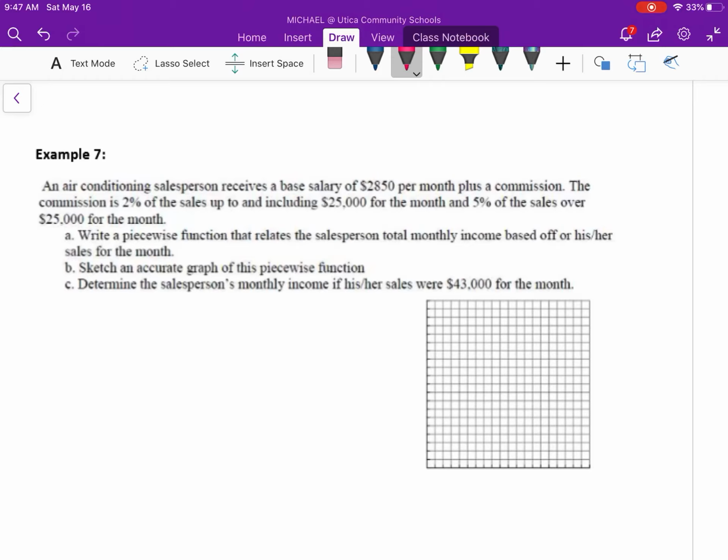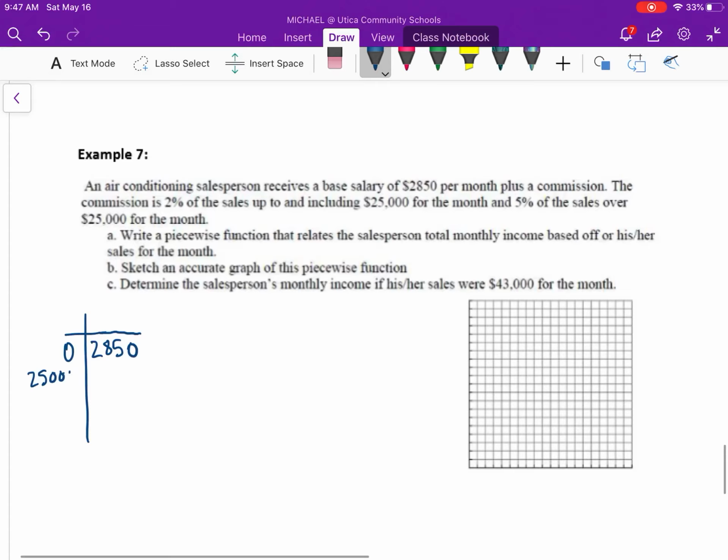All right, in example 7, we have a situation where a salesperson makes $2,850 a month plus commission, and the commission is broken down as 2% of the sales up to $25,000 and then 5% of anything over that. So what we have to do is think about what this graph might look like and where the breakoffs are. So in my opinion, it makes sense to make a chart. So if he doesn't sell anything, they get $2,850.